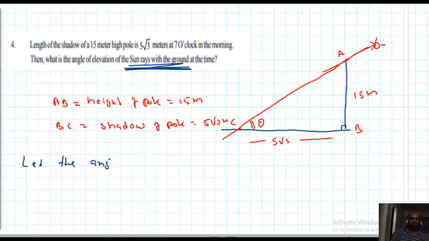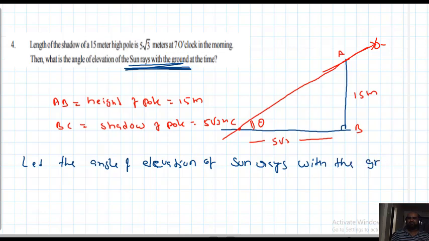Okay, next step, let the angle of elevation of the sun rays with the ground be theta. Theta should be found from triangle ABC, with the adjacent side and opposite side, so tan theta equals 15 by 5√3.